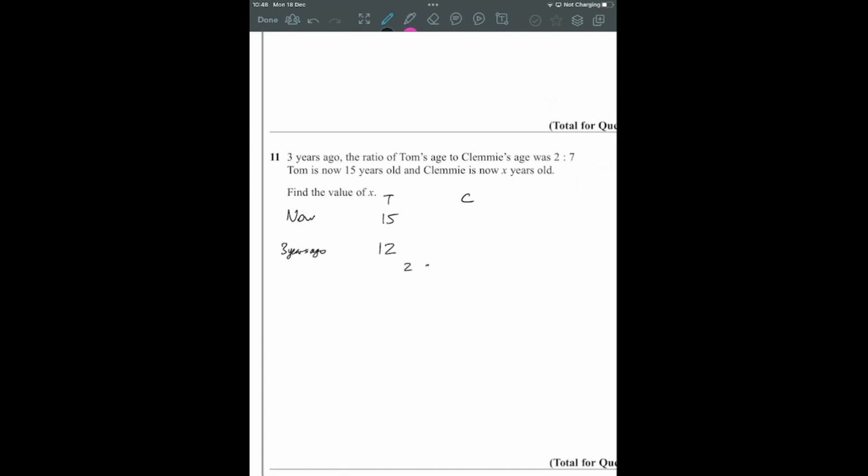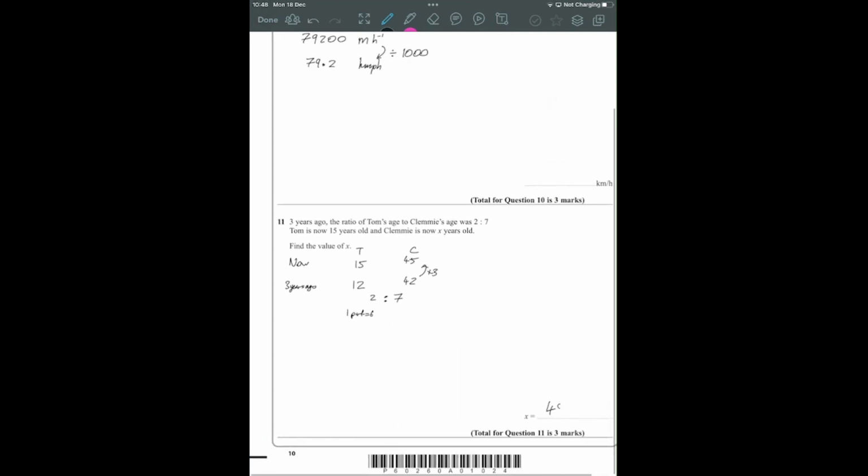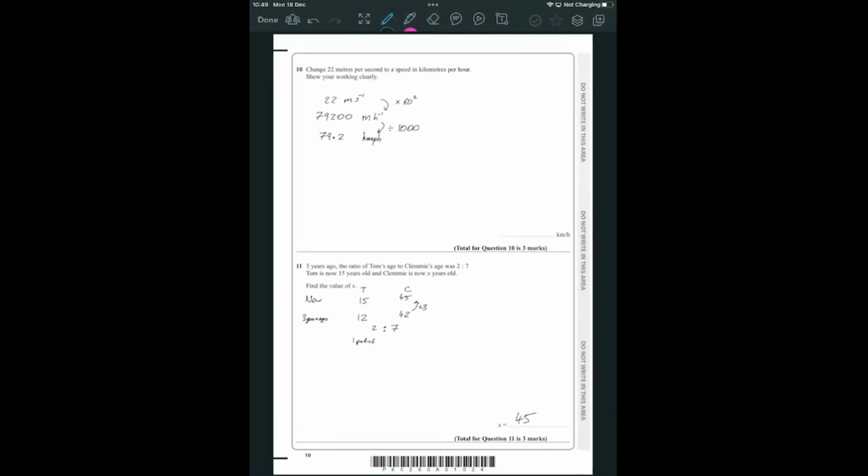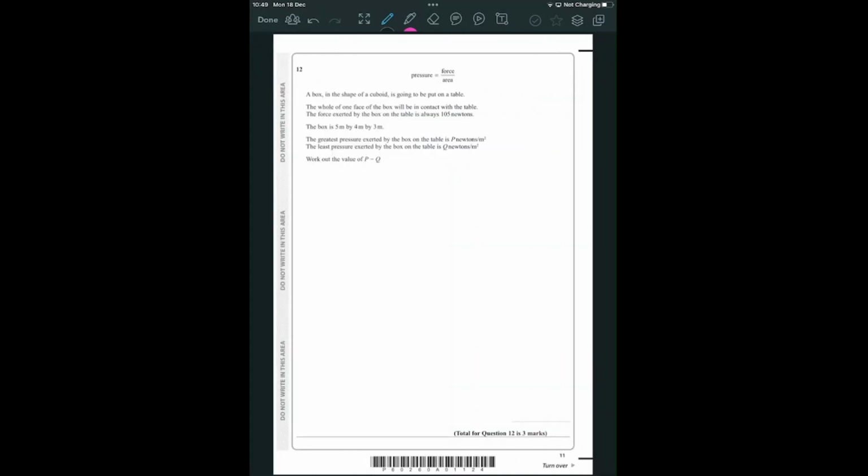But we also know that was a ratio of 2 to 7. 12 is 2 parts, so 1 part equals 6. 6 times 7, that means 3 years ago Clemmy was 42. And to go back to present day, let's add that 3 back on. So Clemmy is now 45. Setting things out nicely is often a really good way to make questions seem a little simpler than they necessarily are.